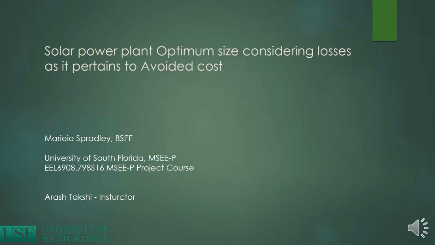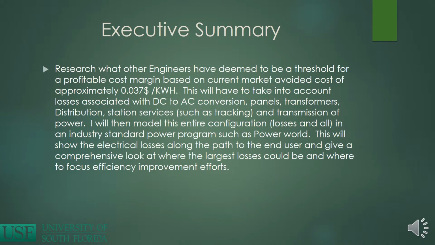The title of my project is Solar Plant Optimum Size, Considering Losses as it Pertains to Avoided Cost. What I'll do for this project is research what other engineers have deemed to be a threshold for a profitable cost margin based on current market avoided costs of approximately 0.037 cents per kilowatt hour.